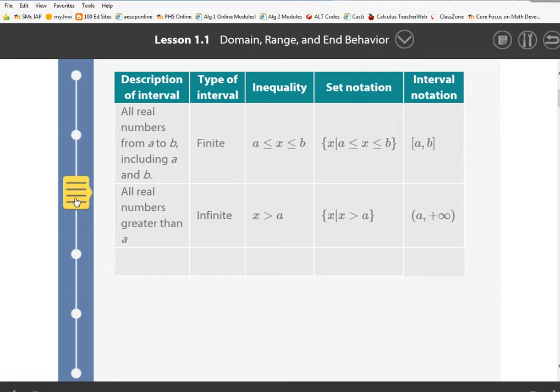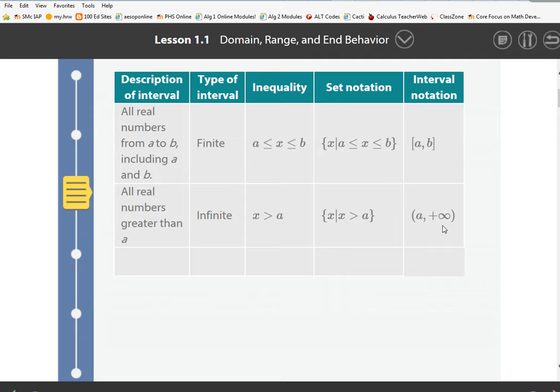Okay, what if we wanted to do something like all real numbers greater than a? Well, this makes sense, doesn't it? Then the inequality is just x is greater than a. If we write that as set notation, it's just a set of x such that x is greater than a. And then, what about this over here? Does that make sense? Talk to me about that.